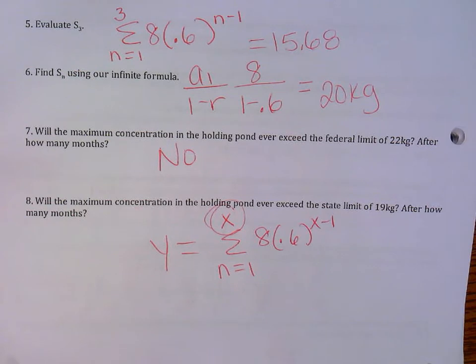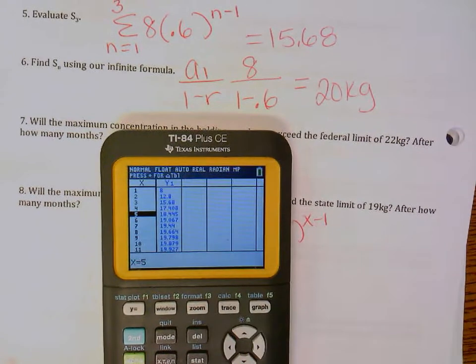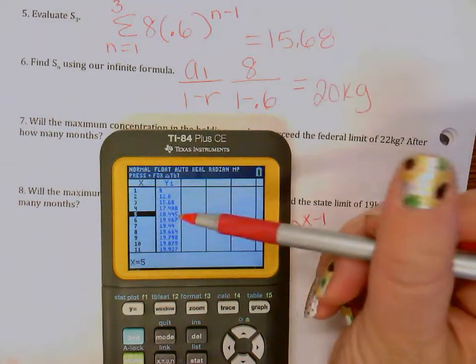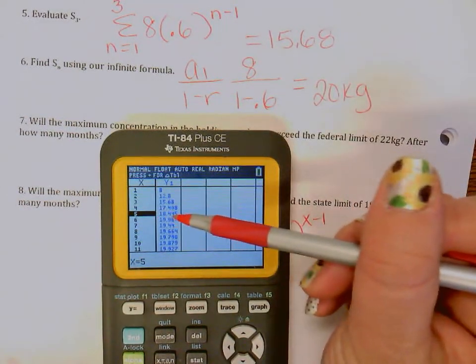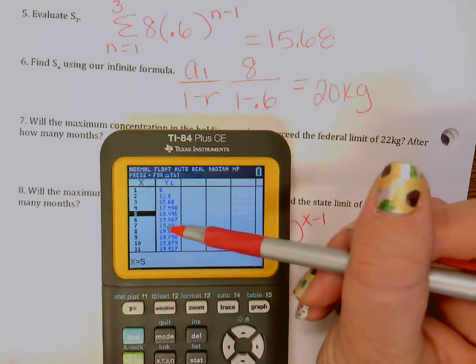So in which month will it exceed the 19 kilograms? By month what? Yep, I got by month 6. I got month 5 wasn't quite enough, right? It only got to that 18 threshold. It bumped over the 19 threshold in month 6.